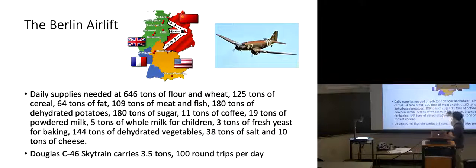And if you look at it, this is what I could find online. The daily supplies required were like 646 tons of flour and wheat, 125 tons of cereal, 64 tons of fat. There was a whole list of what they had. And then they had planes. And each plane could carry 3.5 tons, and it could do 100 round trips per day. So this was the problem that they had.